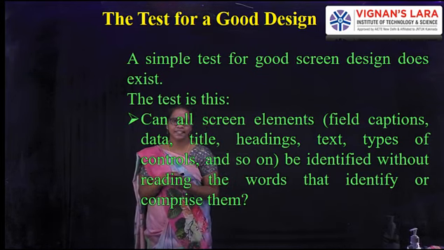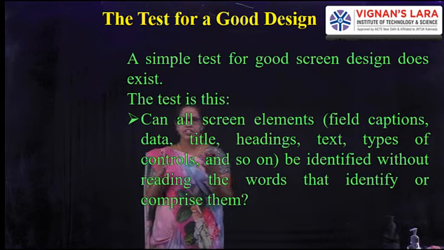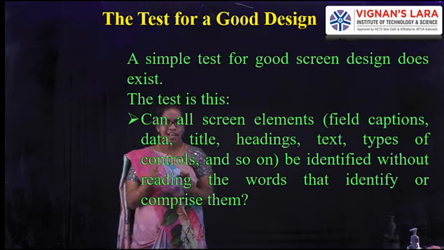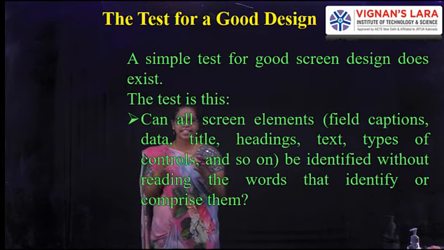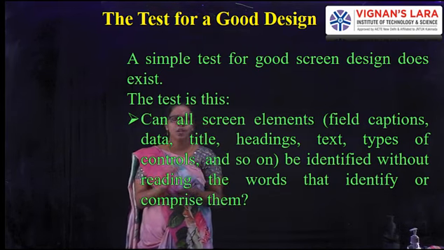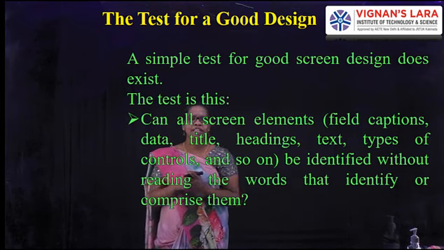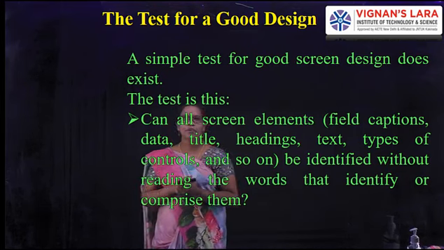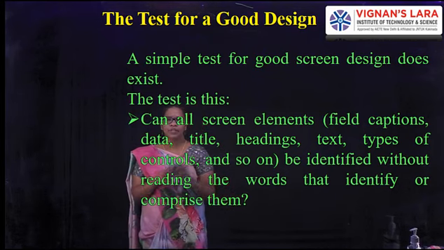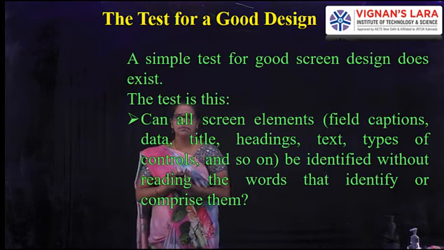So the test is: can all screen elements be identified? Screen elements are nothing but the images, the fields, the graphical icons we are placing, the data we are placing, and the titles we are giving. Those are called screen elements. Okay, headings, text types, whatever it is, can they be identified without reading the words that identify or compromise them? So all the screen elements we are placing on the screen can be identified without reading the title for them.